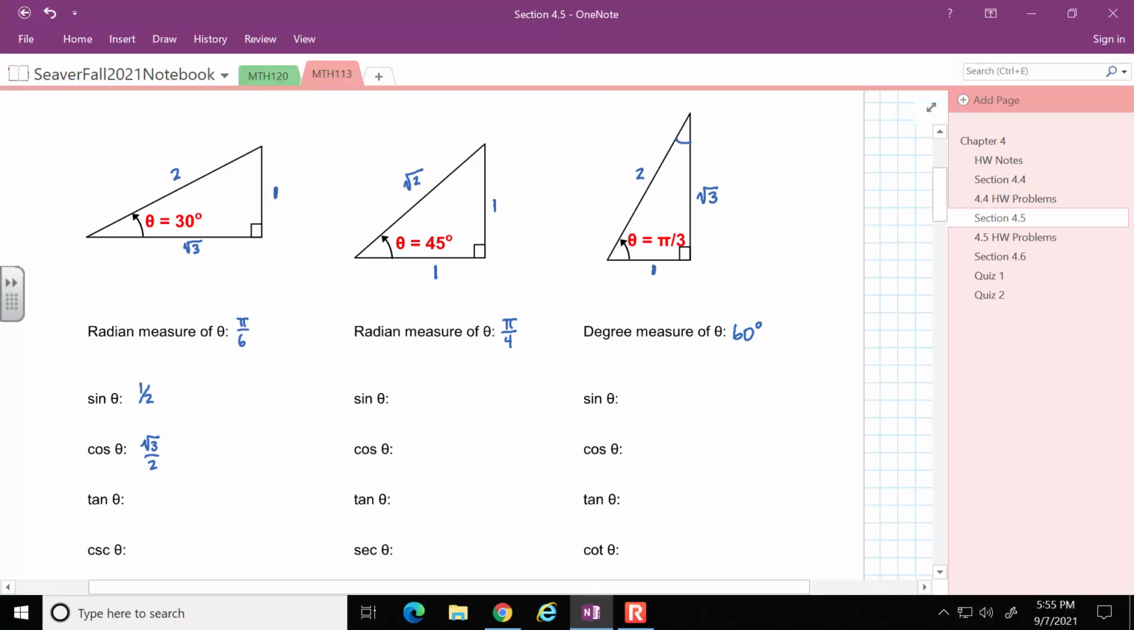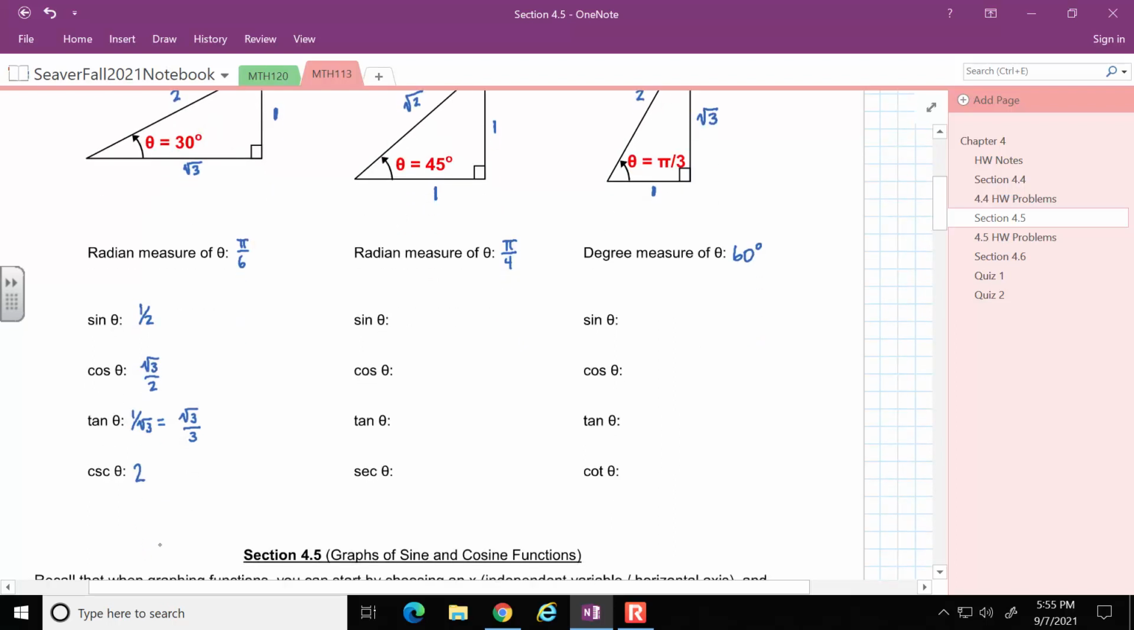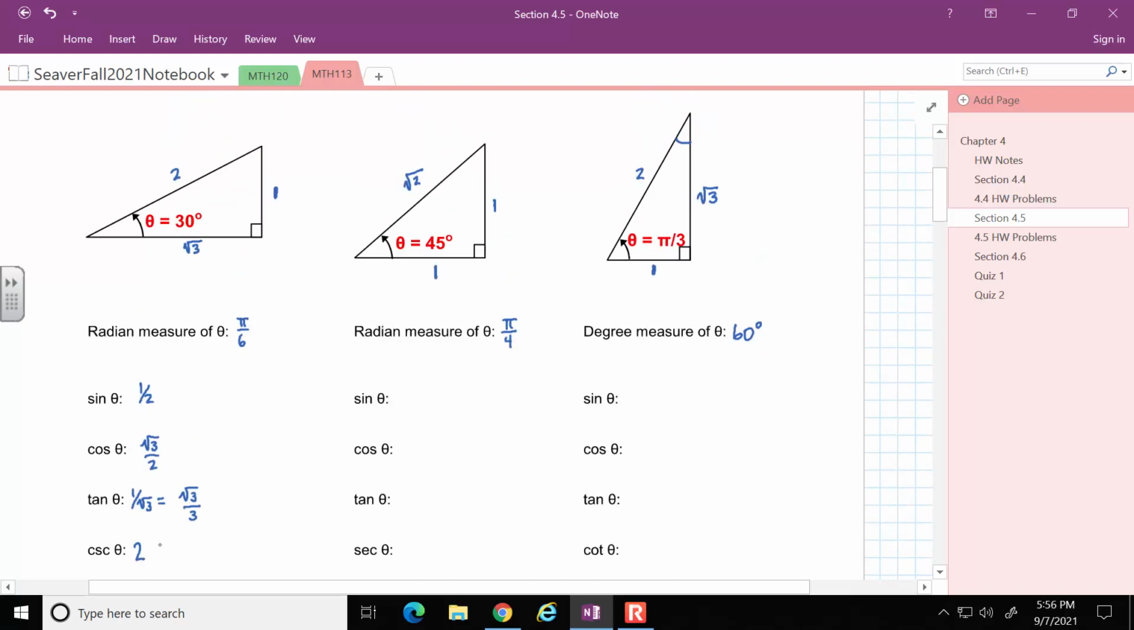Okay. Tangent, 1 over square root of 3. Rationalize your denominator, you get square root of 3 over 3. Cosecant is the sine flipped, so it's just 2. Okay? Questions on that? And this is just a review, really. It's kind of setting us up for the next part.